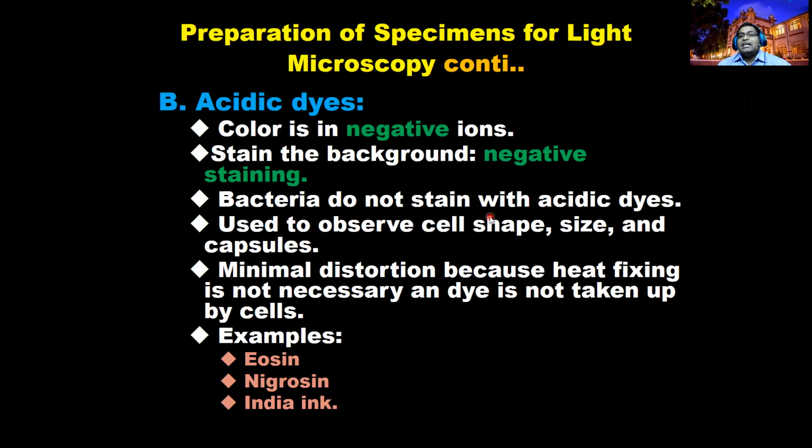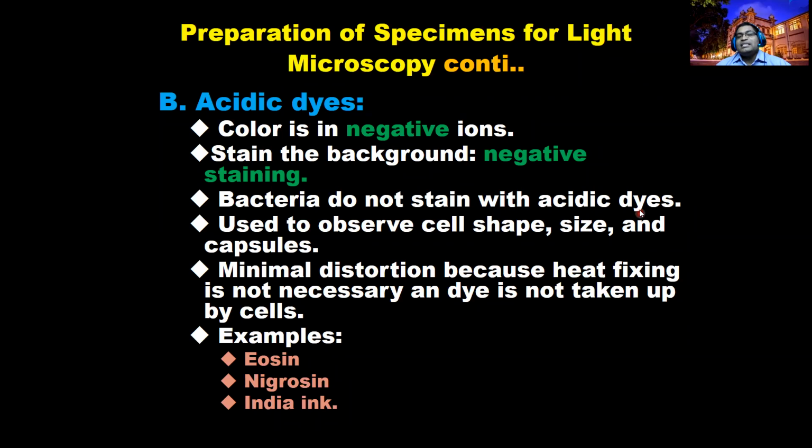In acid dyes, the colored ion is a negative ion. They stain the background, which is negative staining. They stain the background, not the microorganism. The microorganism will not accept these dyes, so we call it negative staining. The background will get stained, the organism will not.